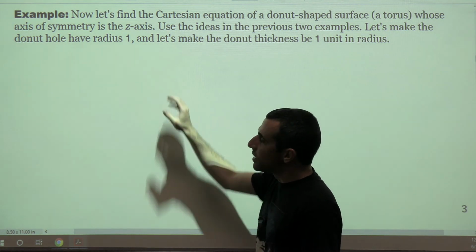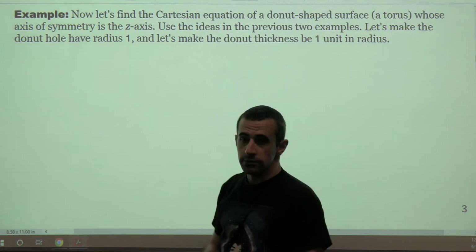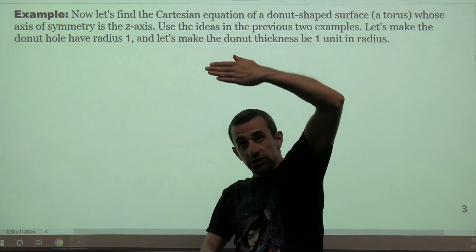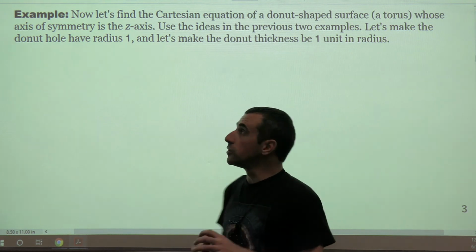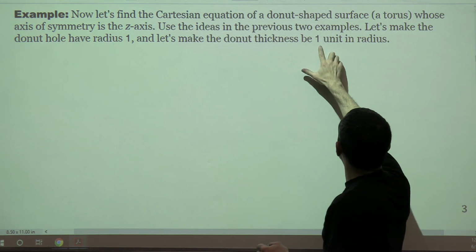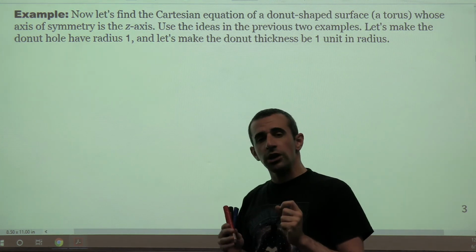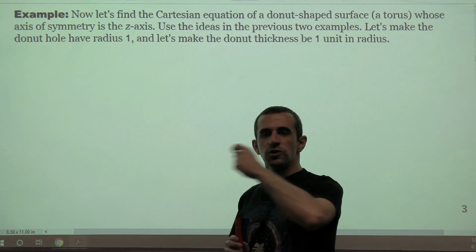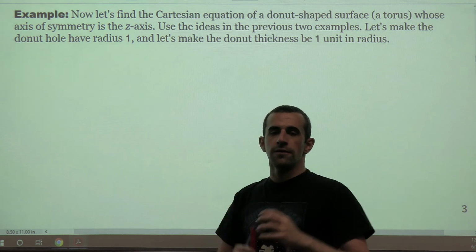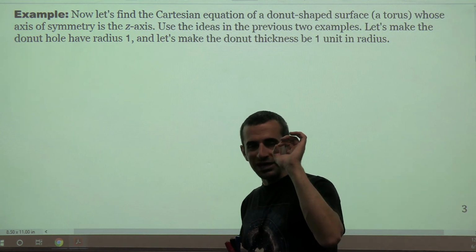So what does that mean? So the donut has a hole in the middle. The radius of that hole in the middle should be 1. And then if you slice the donut vertically, you get 2 little circles. And each of those 2 little circles has a thickness of 1 unit in radius. That's what we're told to do. So how do you generate a donut? You got to think of that generating curve that you spin around to generate the donut. And that generating curve is simply a circle.